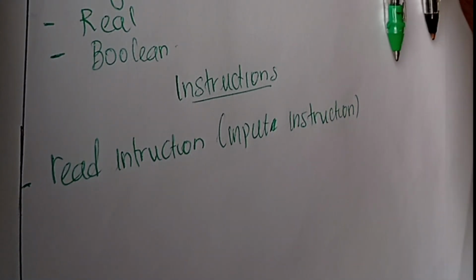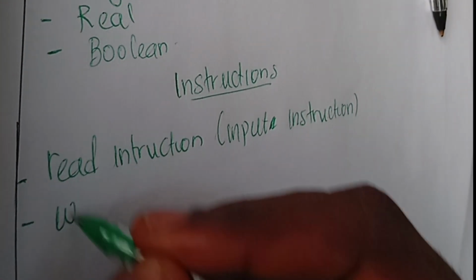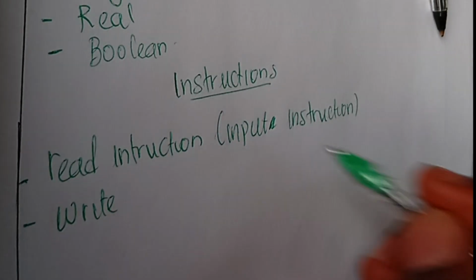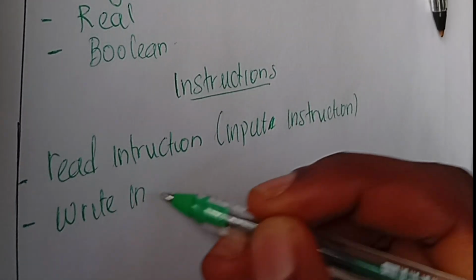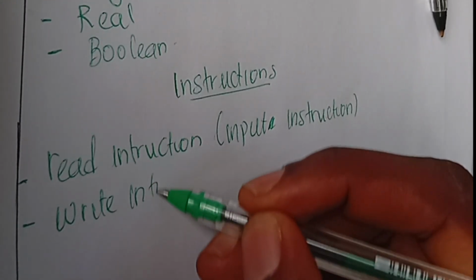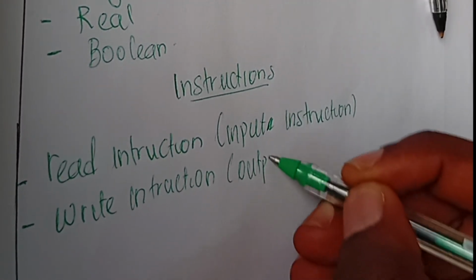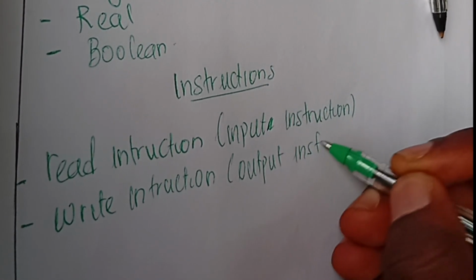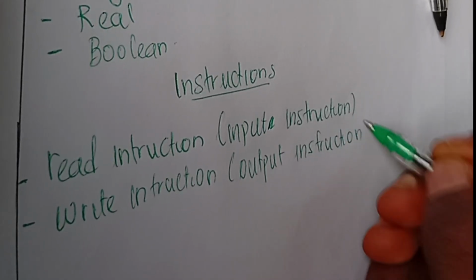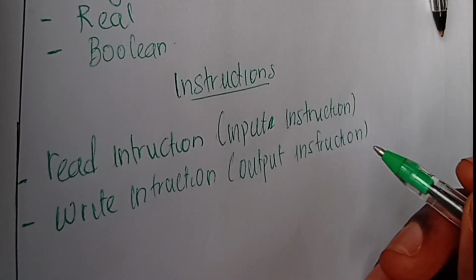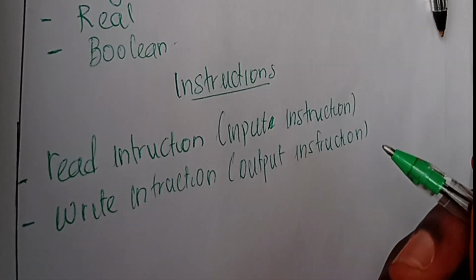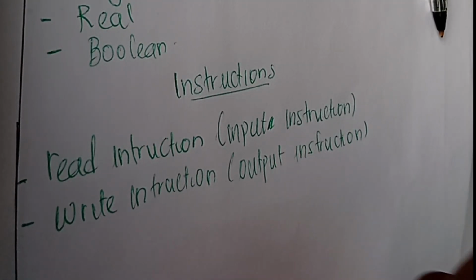Now we have the write instruction, or the output instruction. They are called output instructions, but the word used is write. So the output instruction is the write. Write is like display text on the screen for the user. For example, write your name.